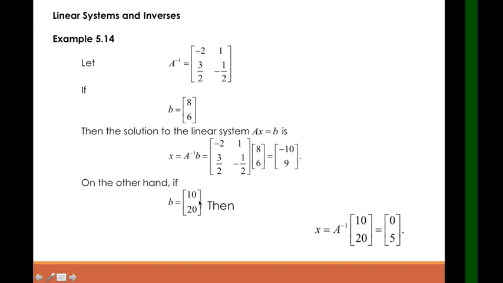Then B is equal to 10 and 20. If B is equal to 10 and 20, then X is equal to the inverse of A times 10, 20. And that's equal to 0 and 5. Paano siya naging 0 and 5? Get the inverse of this. Ayan siya. Negative 2, 1, 3 over 2, negative 1 half. Multiply to 10 and 20. And you will get 0 and 5. I hope you already know how to do that. No? Dun sa multiplication of matrices.